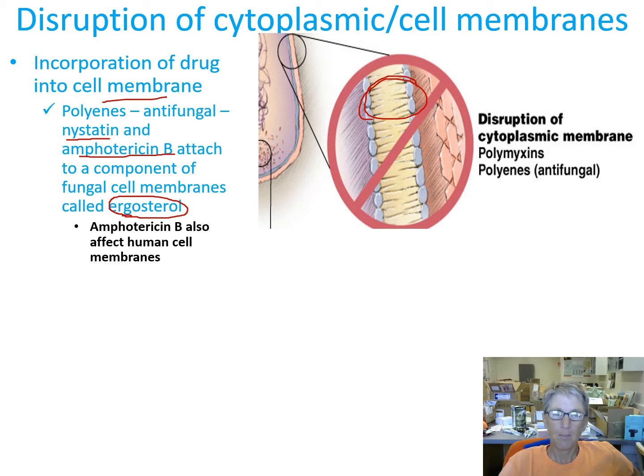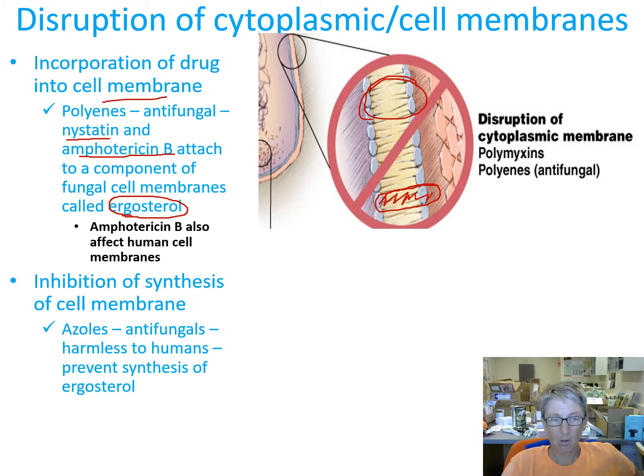So fungus is a eukaryote, so it's got a phospholipid bilayer like our cells do. But then they also have this component that's in the phospholipid bilayer called ergosterol, and that's what the polyenes target.